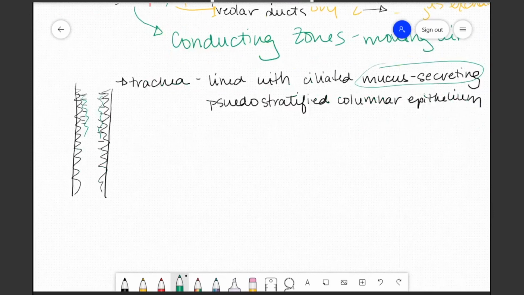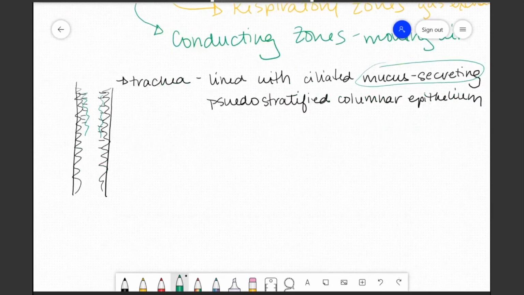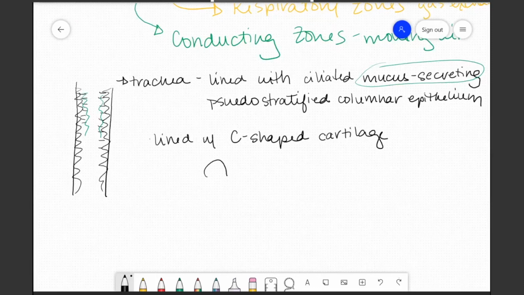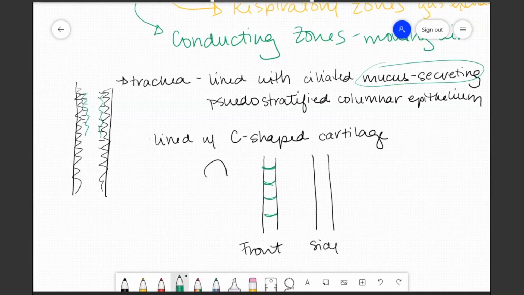Another thing about your trachea is this is a tube that goes all the way down your throat, and it is going to be lined with C-shaped cartilage. So this C-shaped cartilage looks like this. When we look at this from the front, you see the C-shaped cartilage. When you look at it from the side, you will also see the C-shaped cartilage. But when you look at it from the back, essentially it will be on the sides, but it will be open. So this C-shaped cartilage is going to be incomplete on the posterior.